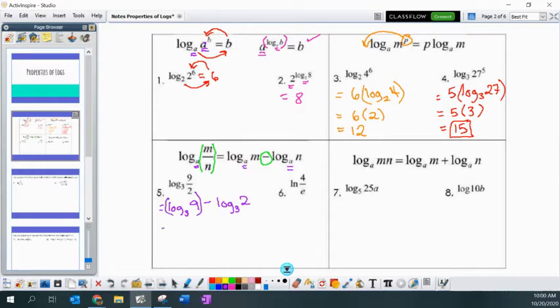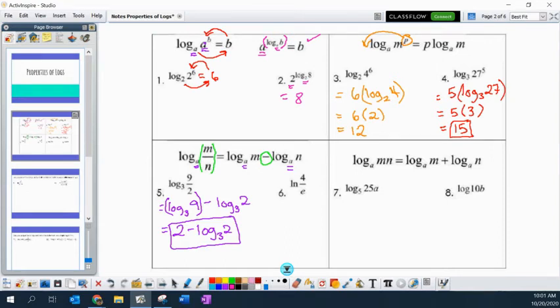Okay, let's finish evaluating this because we can simplify this a little more. We know what log base 3 of 9 is. What power do you raise 3 to get 9? It's the second power, or 2. Minus log base 3 of 2. We don't know the power you raise 3 to get 2, so I'll leave that as a logarithmic expression. Final answer.